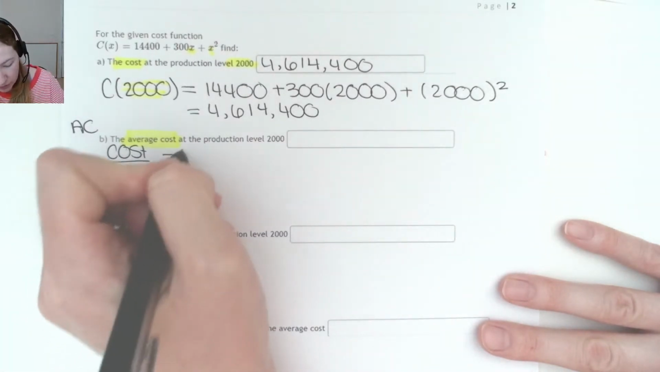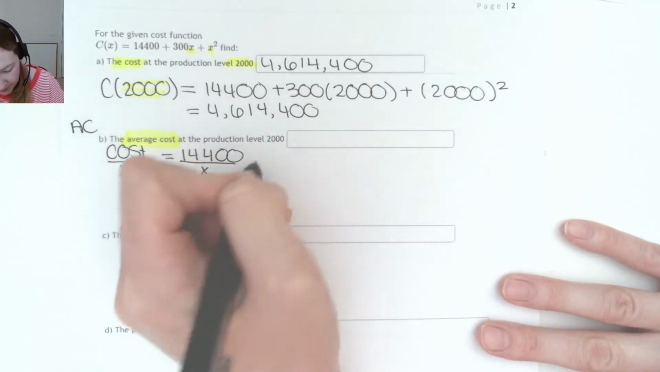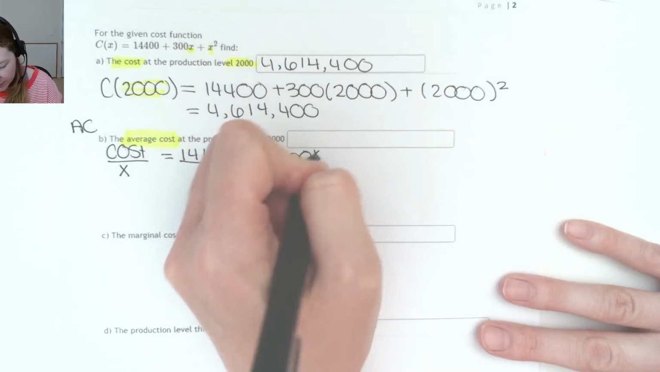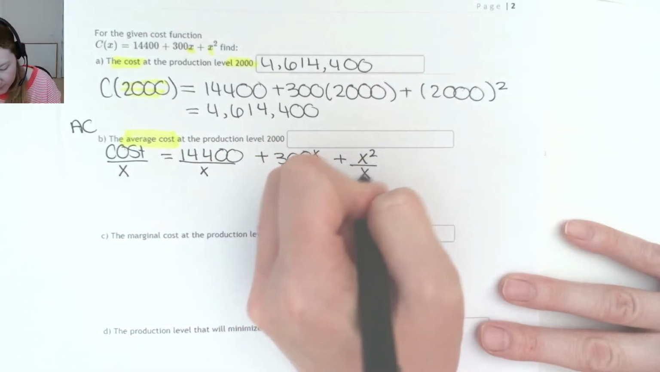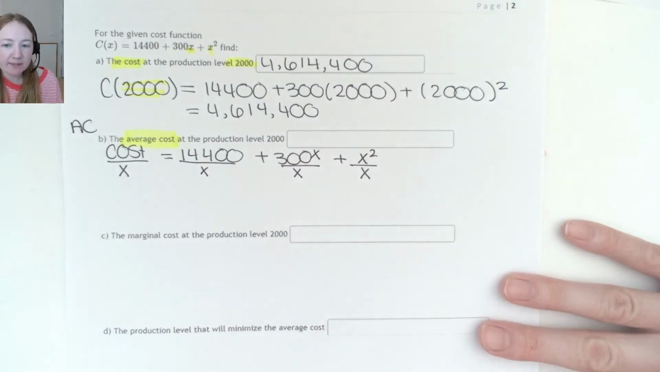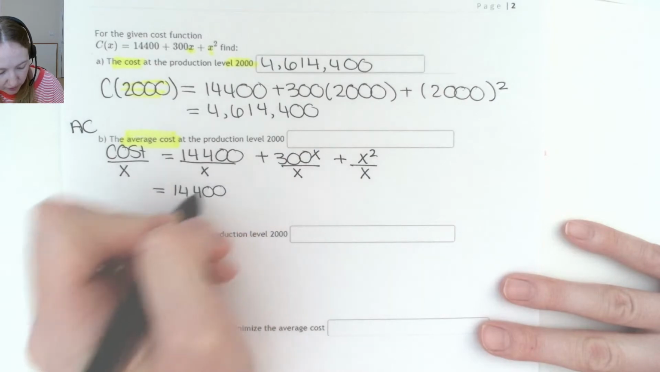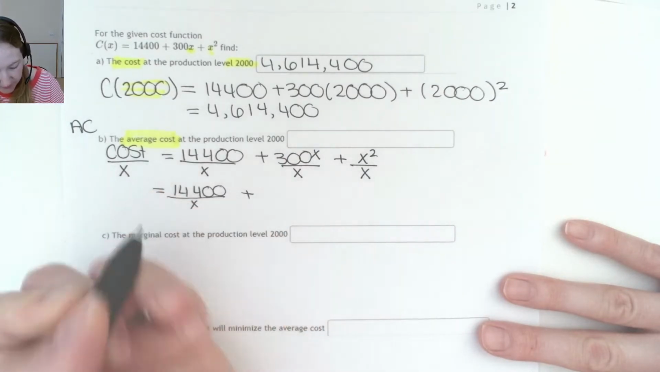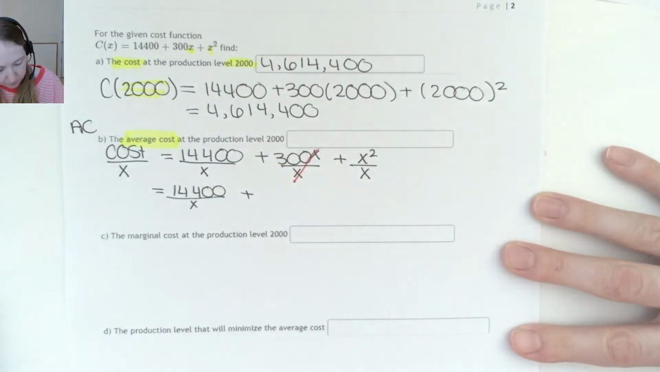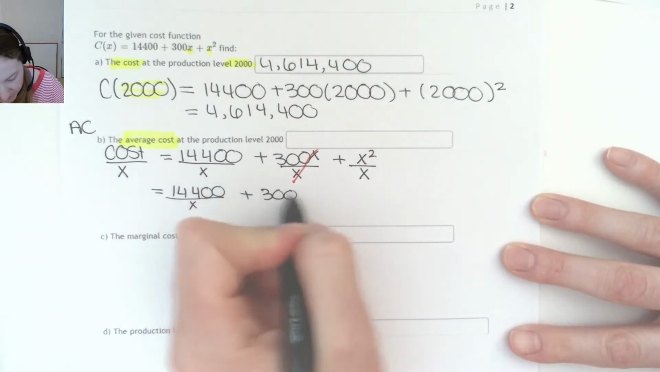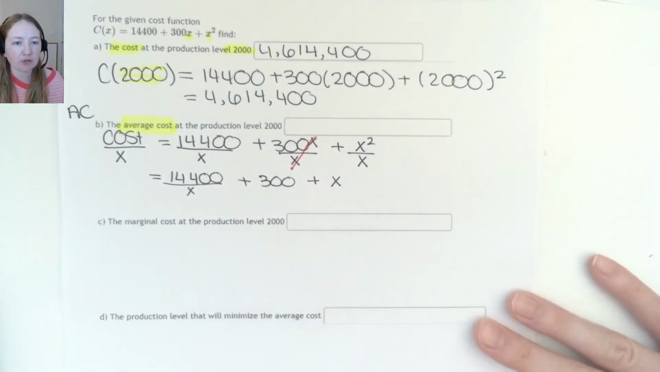So what you'll do is you'll take this 14,400 divided by x plus 300x divided by x plus x squared divided by x. Now, I always like to simplify this first. This is going to be 14,400 over x plus, and then here my x's cross out, 300, and then plus the x squared over x just gives us x. So that's our average cost.